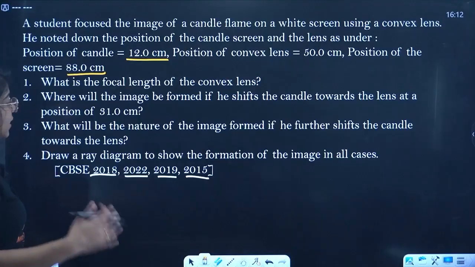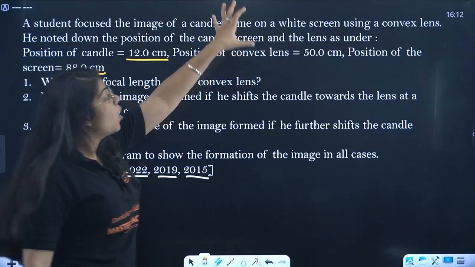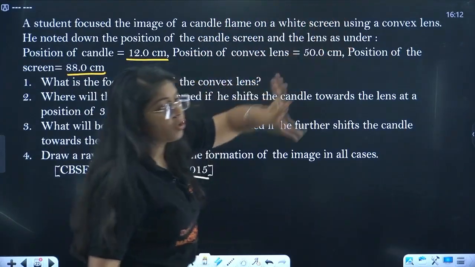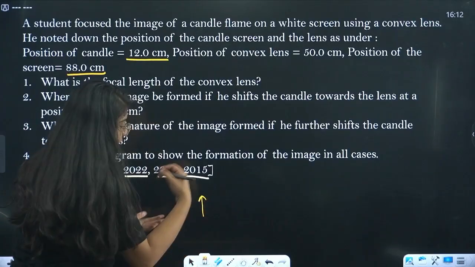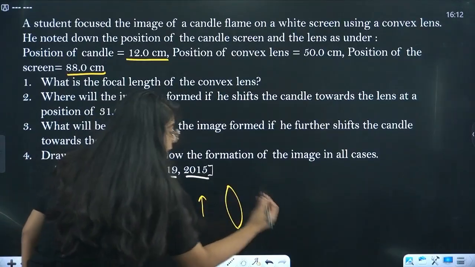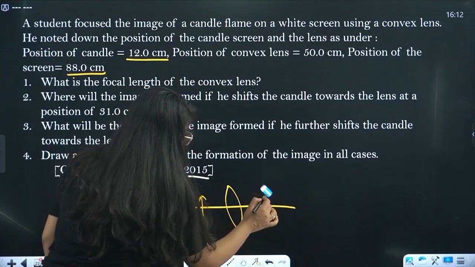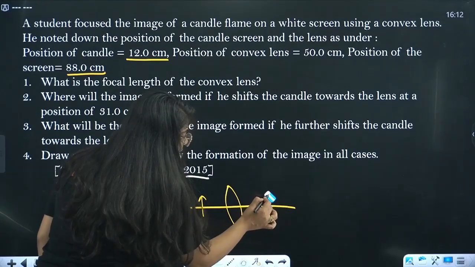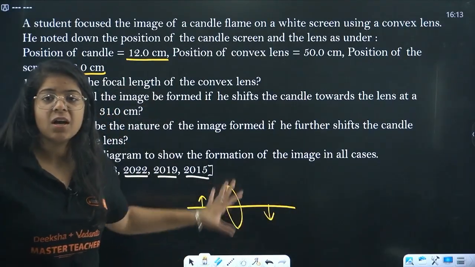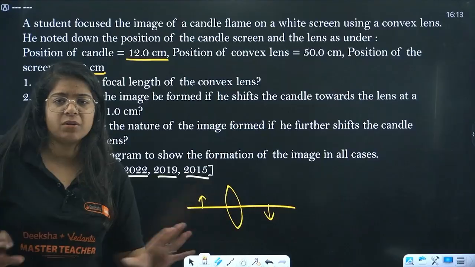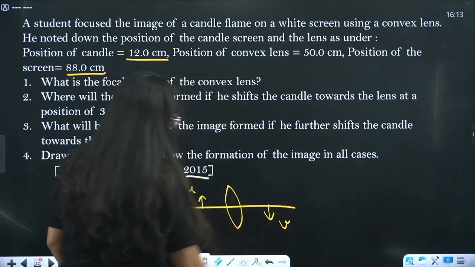See, let's read the numerical again very carefully. A student focused the image of candle flame on a white screen using a convex lens. So one thing is clear, that my object will be on the left hand side, then there will be a lens, then there will be an image, which will be an inverted image. This is the juice of the convex lens, the overview of how the proper normal image is formed. U is on the left hand side, V is on the right hand side.